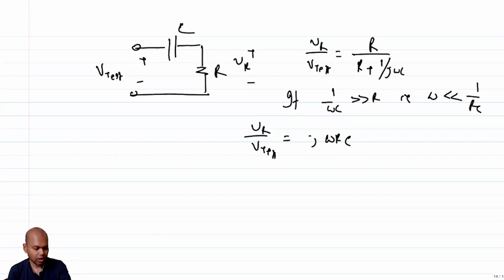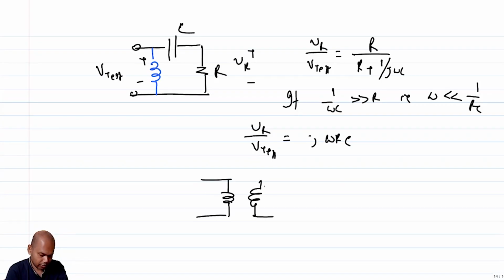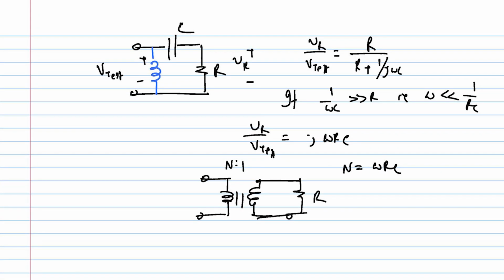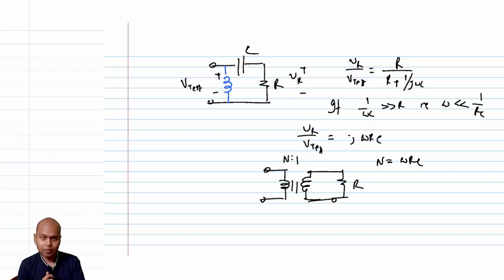So if you transform this into a transformer and resonate it out with an inductor, this should behave like a transformer of n is to 1, where n is equal to omega RC, as long as omega is much less than 1 over RC. Okay, we'll stop here. Thank you.